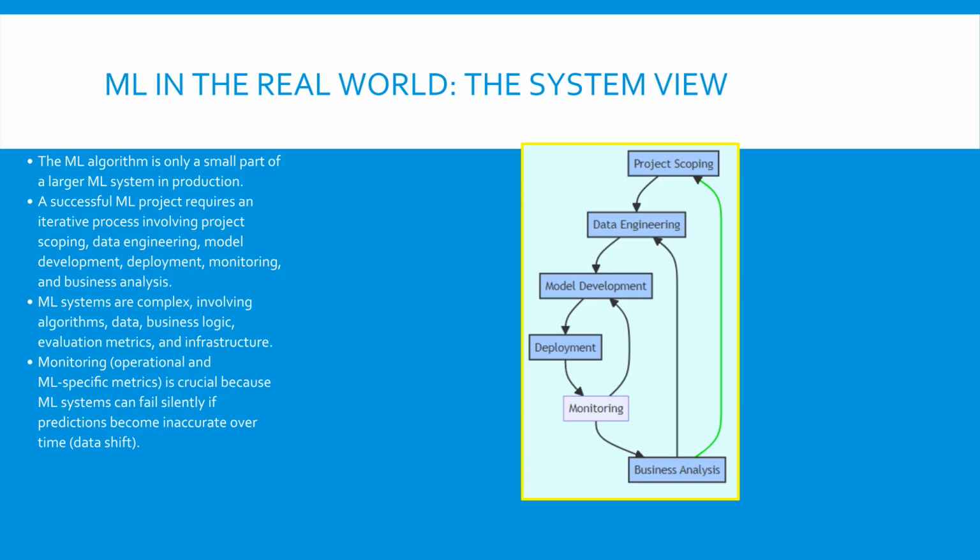This final diagram represents the iterative process for developing an ML system in production. The cycle starts with project scoping, defining objectives and constraints. It flows to data engineering, where data is prepared. Next is model development, where algorithms are trained. Deployment makes the model live. Critically, monitoring continuously checks performance. Finally, business analysis uses results to refine objectives, restarting the cycle. The process constantly cycles, because real-world data is dynamic and requirements change. This ensures the ML system remains reliable and adaptable over time.